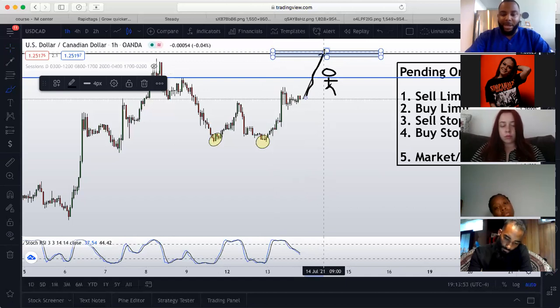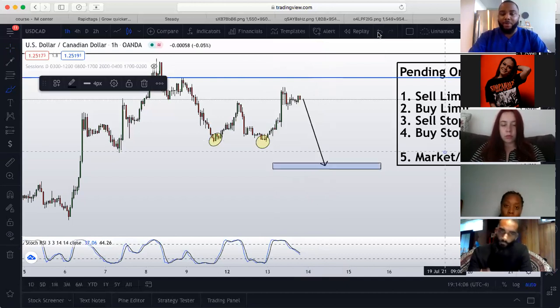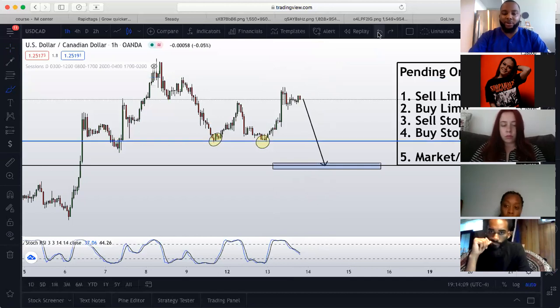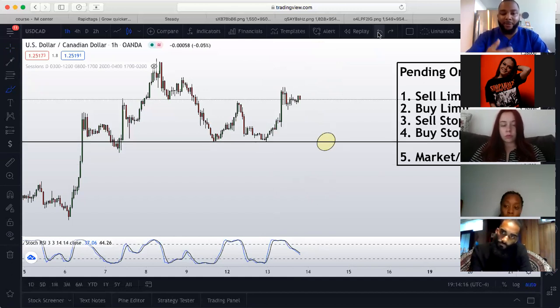Now, pending orders, ladies and gentlemen, are very powerful because once again, it saves you time from having to stare at your phone and wait for the trade to come into effect, okay? And the fifth one, guys, is not a pending order, but it's also another order type that you'll be doing on MetaTrader 4: market execution, or instant execution, which means let me into the trade right now.